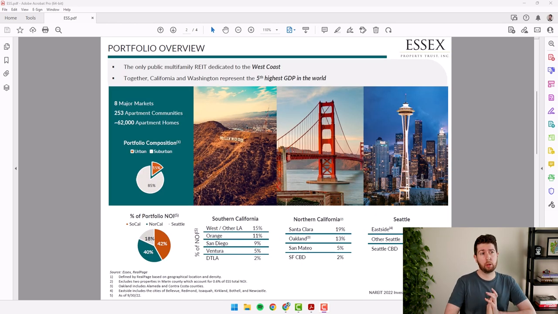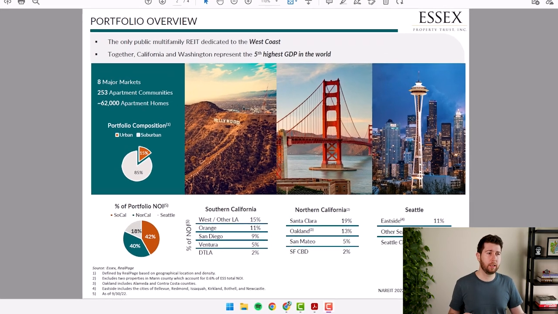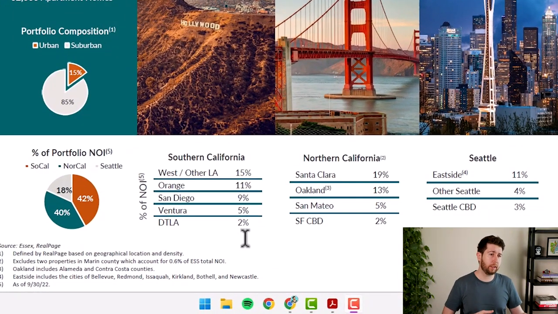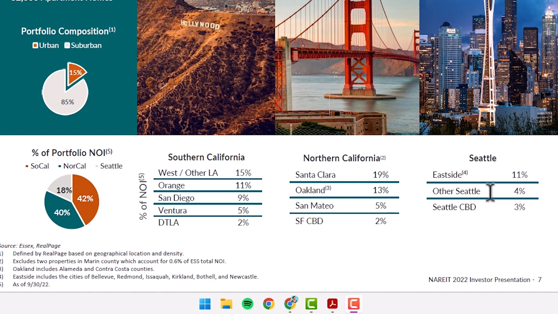We are talking about a company who owns 253 apartment communities, which translates to more than 62,000 different apartments. So this is a residential REIT. They rent out apartments basically. And the market where ESSEX operates is only the West Coast, with 40% of the apartments in the area of Northern California, 42% of them in Southern California, and 18% in the area of Seattle.